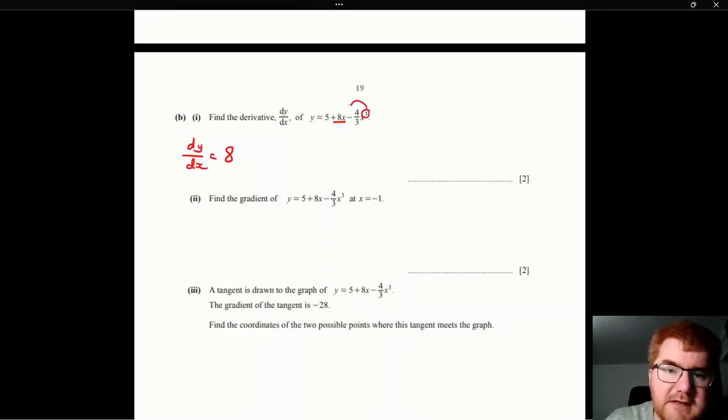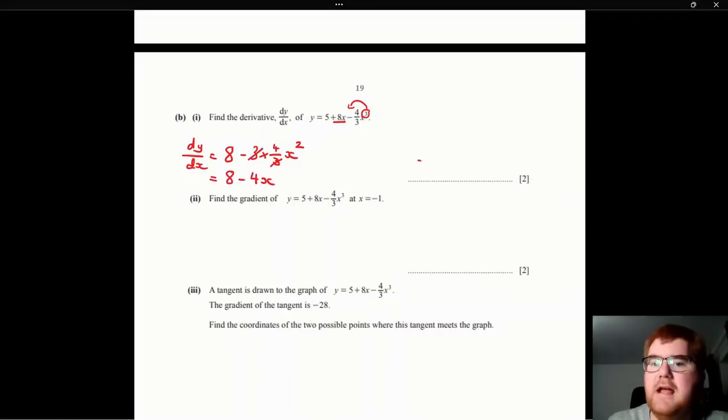Take the 3, bring it to the front. So we get minus 3 times 4/3, and then reduce the index by 1. So we're going to change that to x squared. We get a nice cancellation here. So that's going to leave us with just 8 minus 4x squared for our derivative.